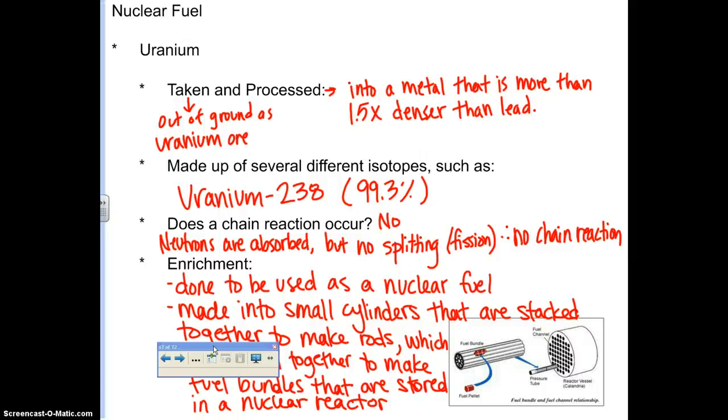Does a chain reaction occur? No, because there's no fission, so that's why a chain reaction does not occur.